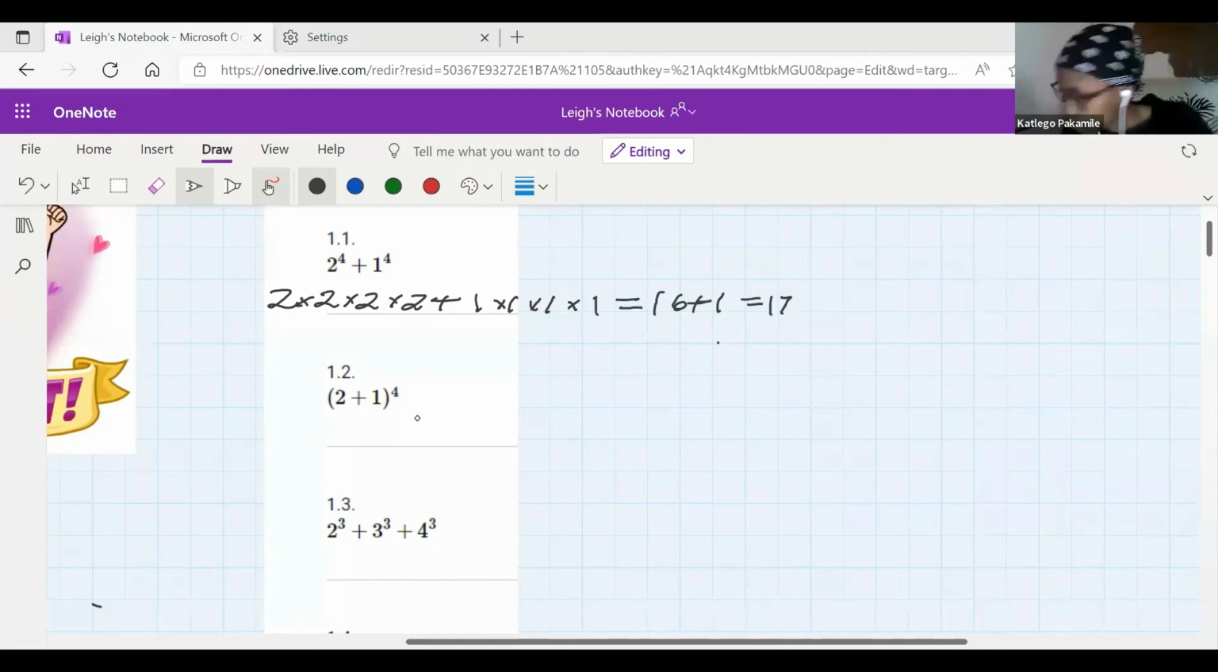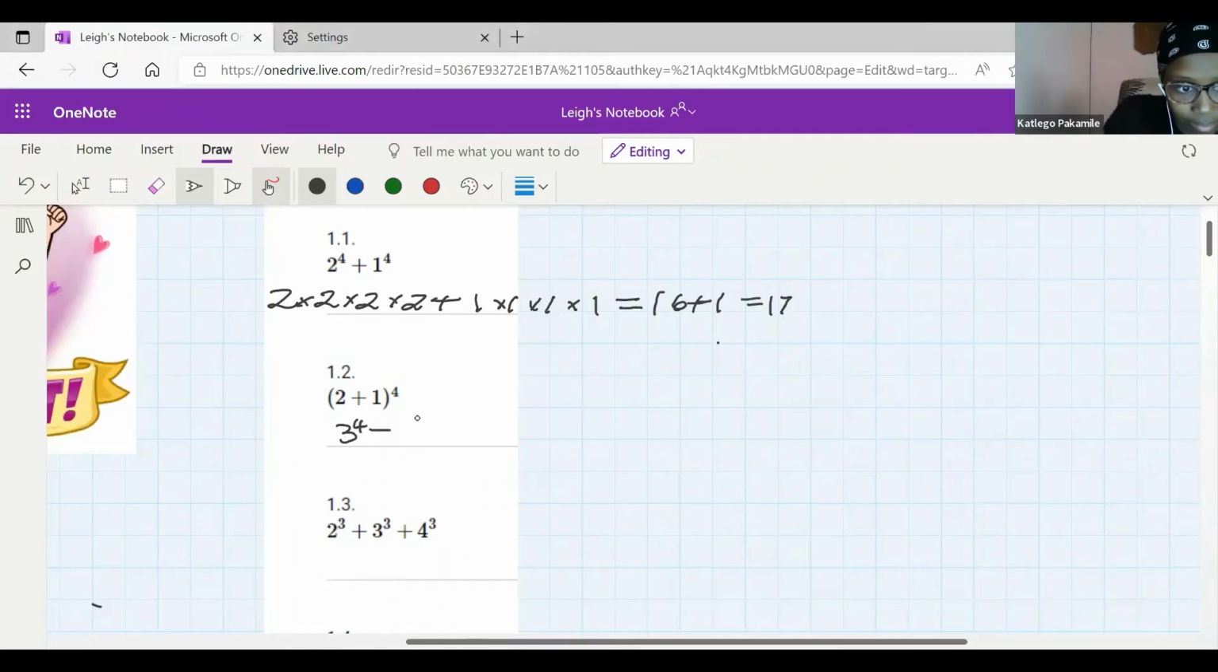Okay, 1.2, we have Mbali. Go for it, Mbali. So what I did is I looked at the BEDMAS and the first was brackets. So I said 2 plus 1 is 3. And then the next is exponents. So then I said 4 to the power of 3 is 3 times 3 times 3 times 3 times 3 times 3.